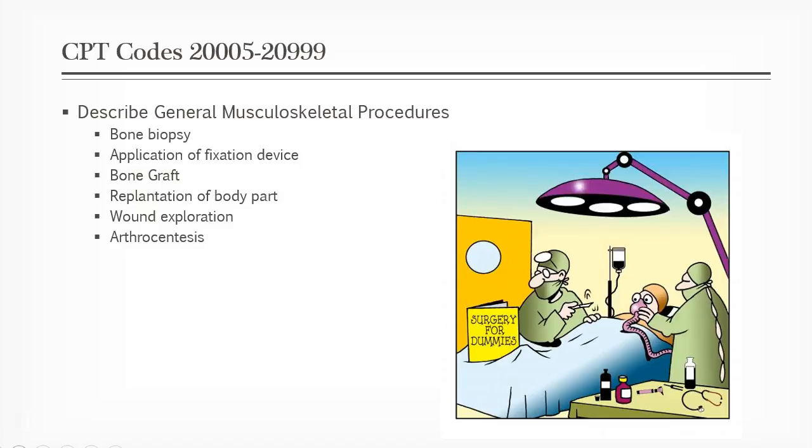So the CPT codes for the musculoskeletal system are 20005 through 20999. And these are some of the types of procedures that you may see. One is a bone biopsy, the application of fixation device, bone graft, replantation of body part, wound exploration, and arthrocentesis.